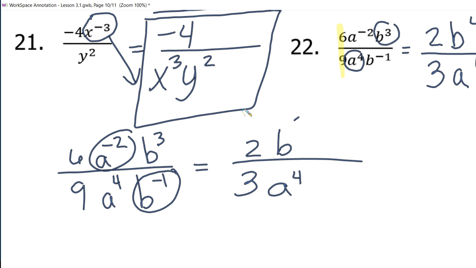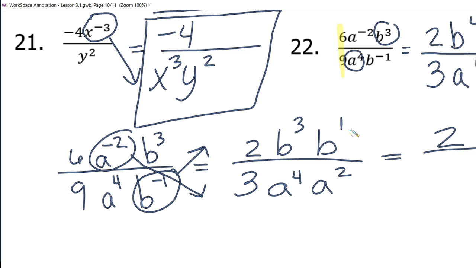Now, a to the negative 2, what happens when I send it to the bottom? It becomes a to the positive 2. B to the negative 1, what happens when I send it to the top? It becomes b to the positive 1. I'll go ahead and put it. Now, I need to simplify. You can't have two b's and two a's. So this just became a two-step problem.